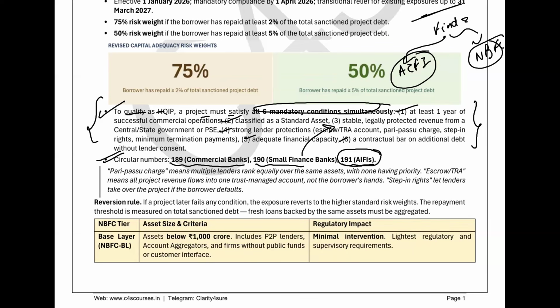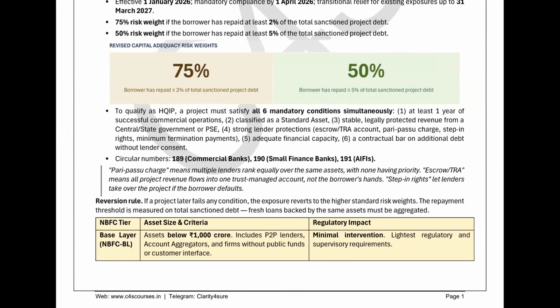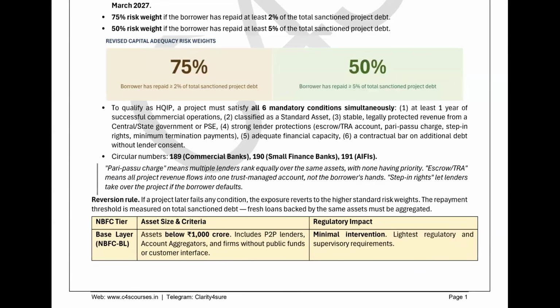Please try to understand. तो pari passu charge means multiple lenders rank equally over the same asset with none having priority. Escrow TRA means all project revenue flows into one trust managed account, not the borrower's hands. Step-in right, lenders take over the project if the borrower defaults. समझ में आया? Are you getting my point till here? Is everyone getting till here? Please try to reply so that I can understand you are getting my point. Is it clear?